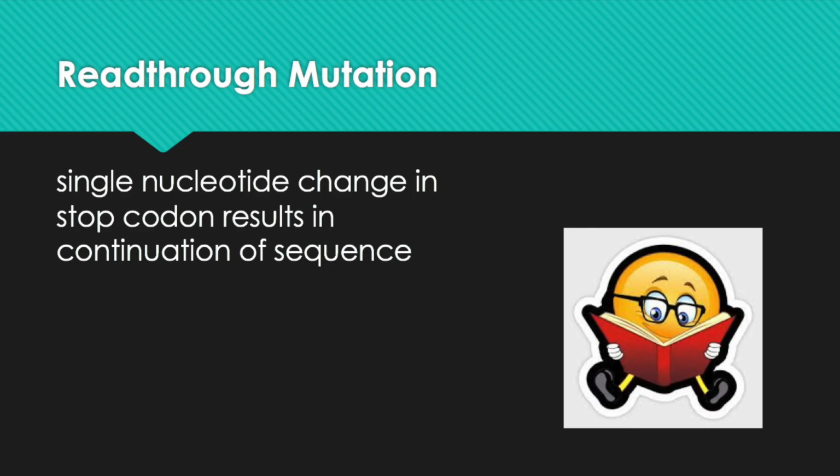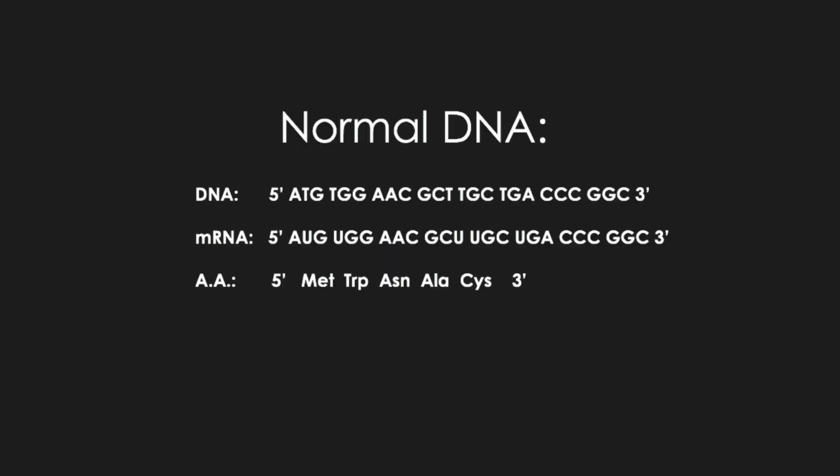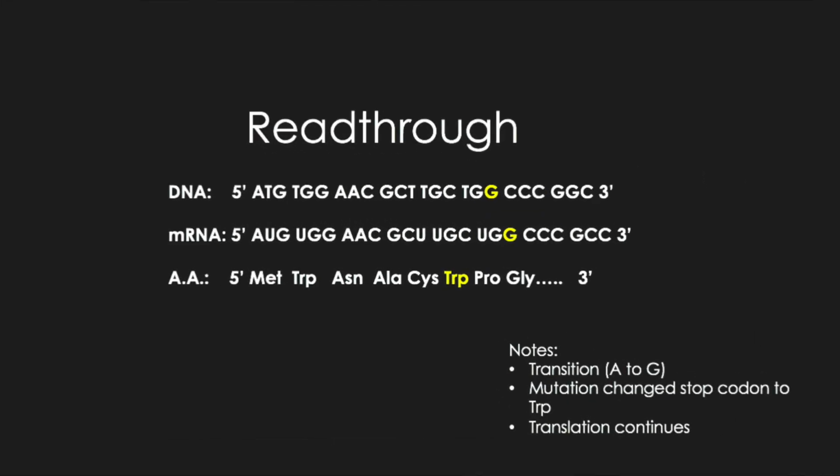The fourth and final type is readthrough. A readthrough mutation is a single nucleotide alteration in a stop codon, resulting in a continuation of the sequence. The base A is changed to G. This is another transition because the base change is from purine to purine. The effect of the readthrough mutation is the stop codon is now a codon encoding for an amino acid. We can see the translation of the sequence continues, and the codon now encodes for the amino acid tryptophan.